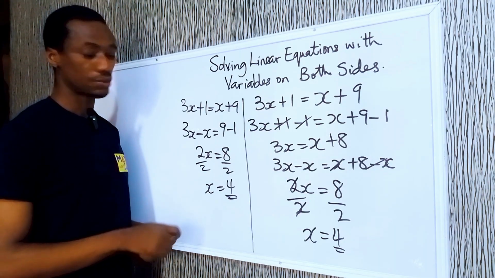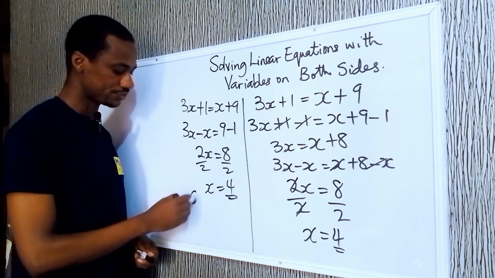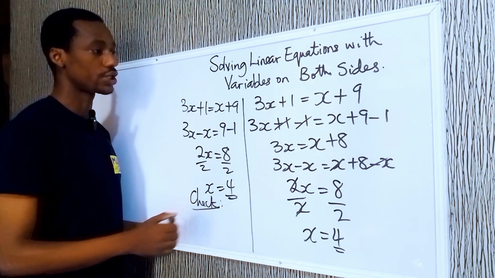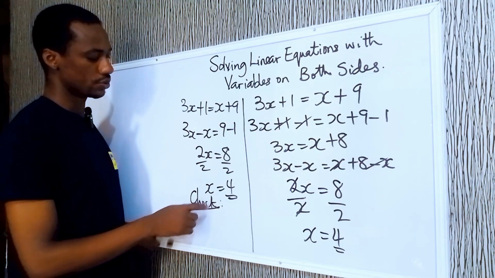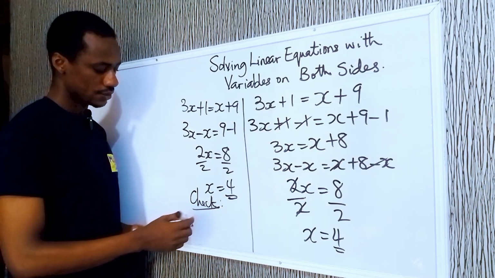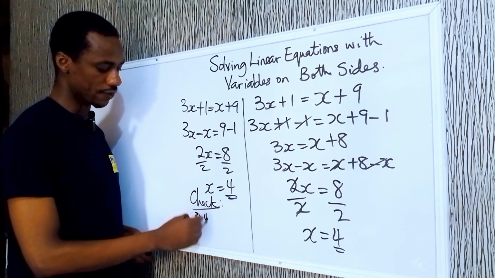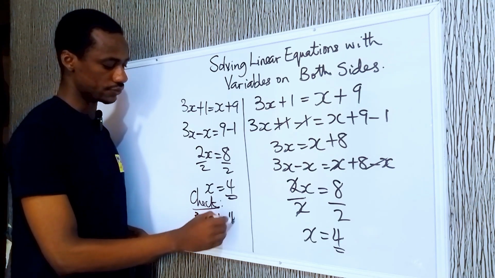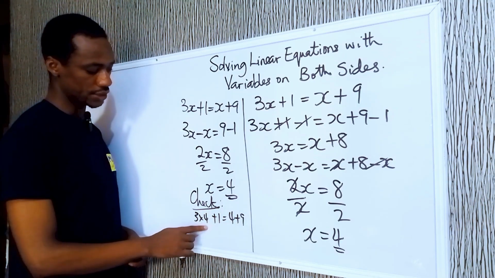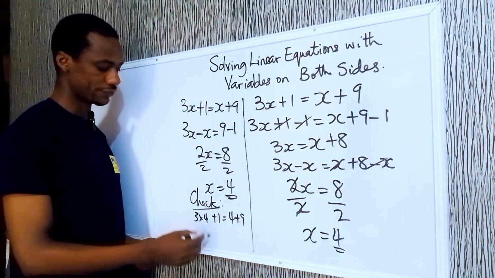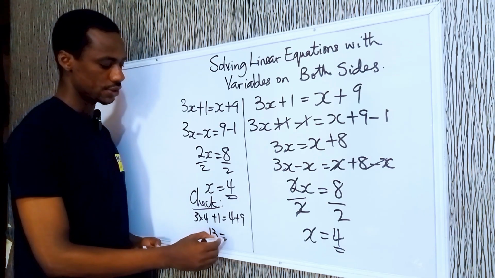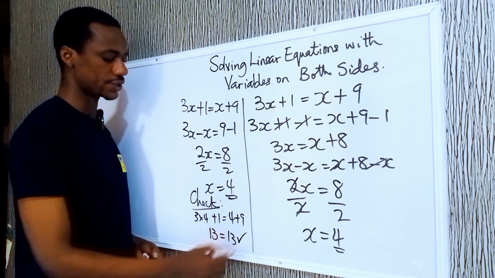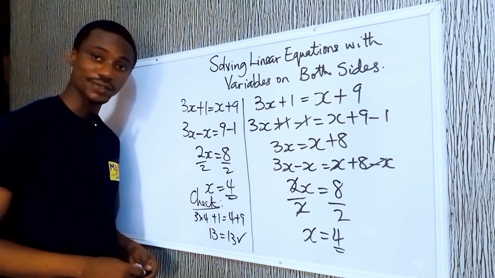All right. But we have to check before we go. Let's do a check. Okay. So we say x is 4. So that means 3 times 4 plus 1 will also equal 4 plus 9. So 3 times 4 is 12, right? 12 plus 1 is 13. And then 4 plus 9, 13. All right, checked. That means you're correct, right?